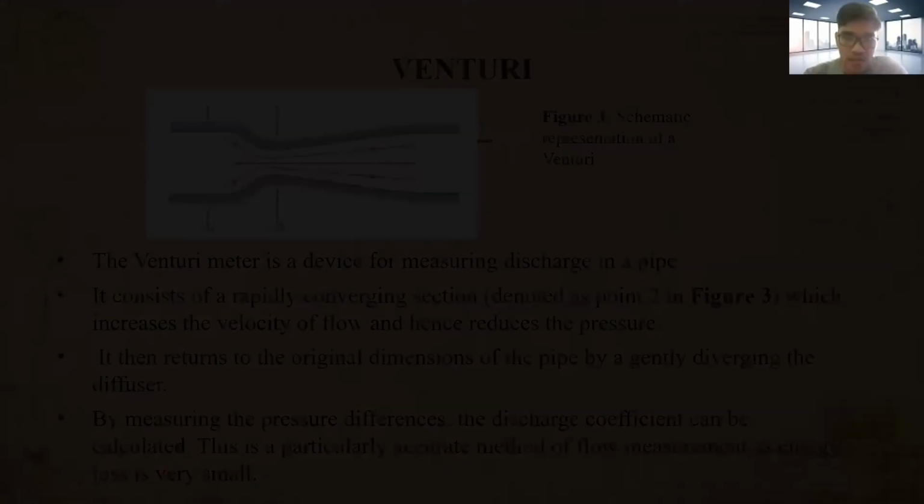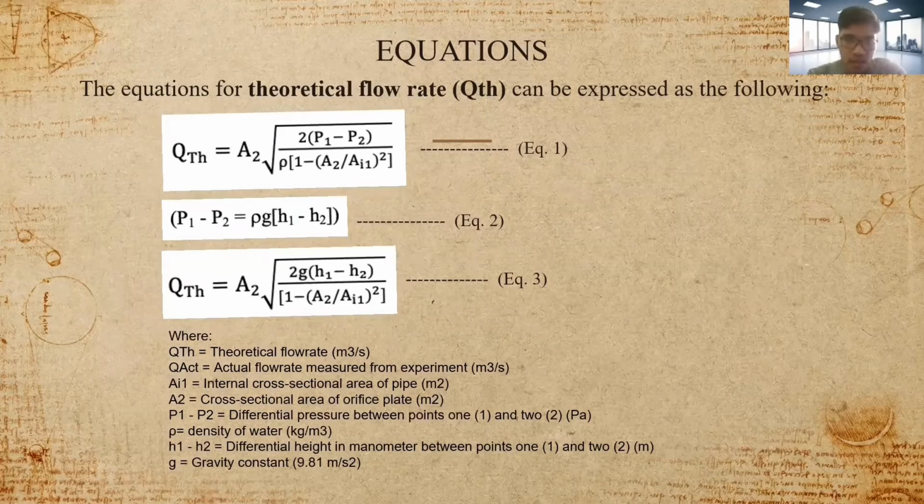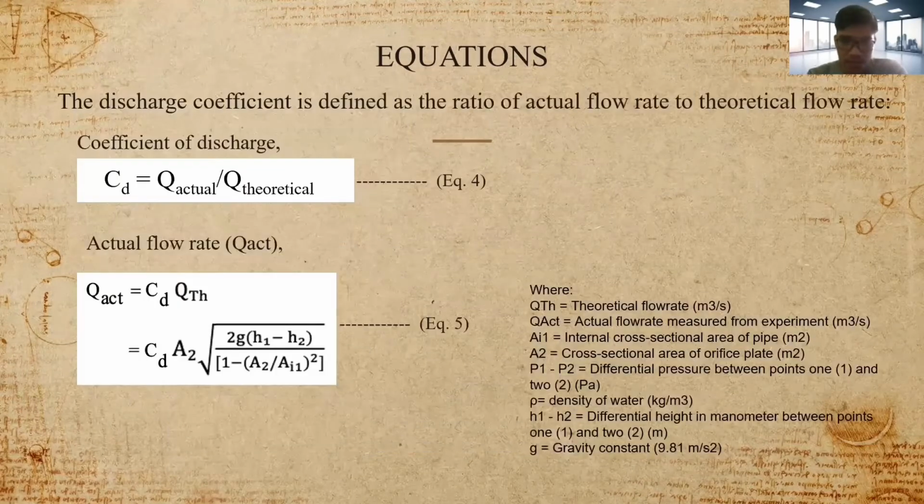The equations for the theoretical flow rate can be expressed as follows. With the first equation, we can calculate the theoretical flow rate. With the second equation, we can calculate the differential pressure between point 1 and point 2. With equation number 4, we can calculate the coefficient of discharge. And with equation number 5, we can calculate the actual flow rate. That's all from the theory for Experiment 2.